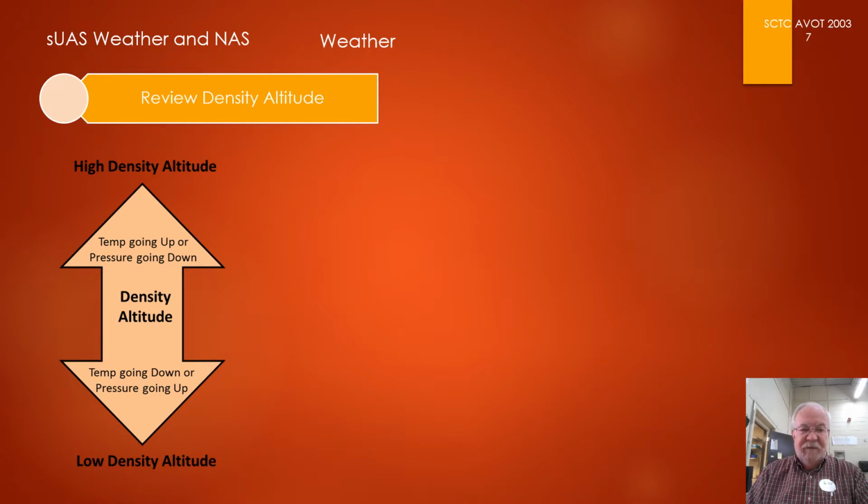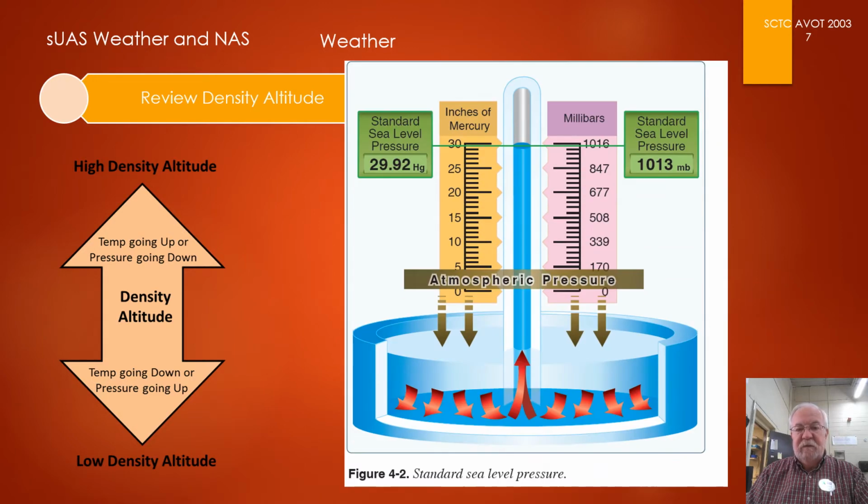But at any rate, that's the major factor in density altitude, and that's the definition of density altitude. The higher the temperatures and the lower the atmospheric pressure, the higher the density altitude, the less performance. And the reciprocal, of course, with temperature going down or pressure going up would increase our performance as well. And of course, we just remember about the standard levels.